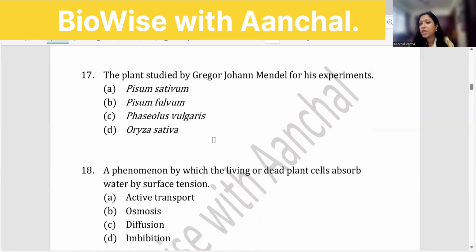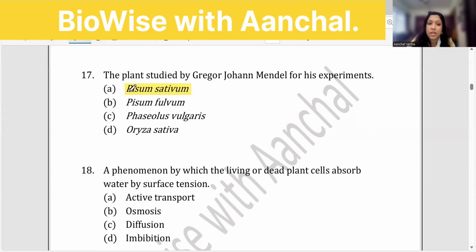Next one, the plant studied by Gregor Johann Mendel. Without seeing the option, try to write the answer. Pisum sativum. That is the first answer. Now this I have typed, so it is in italics. But when you are writing it, it should be underlined. Please, children, if you don't underline, you don't get marks for the scientific term. So it should be underlined when you write. Is that clear? Moving to the next.